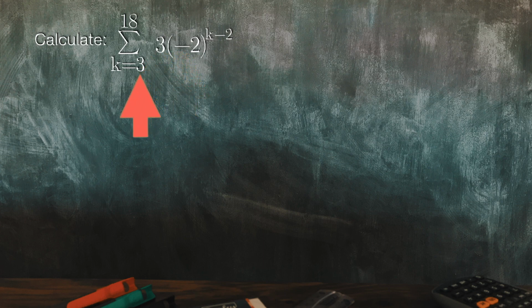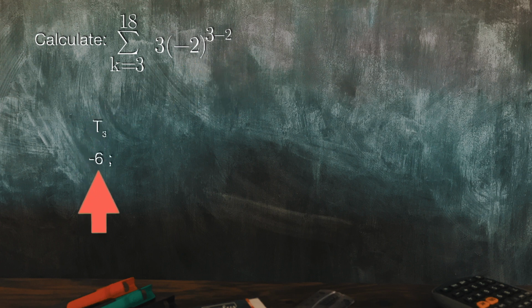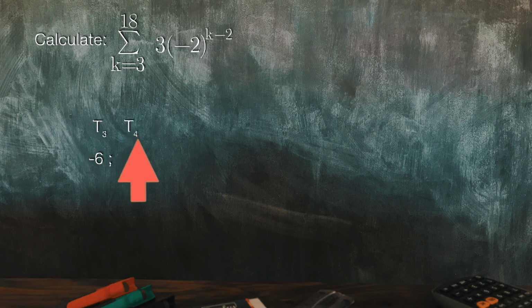We want to know what is the value of term 3. Okay, so we're going to take this 3 and put it into k's place. We do this on our calculator and we see that term 3 has a value of minus 6. Then we get the next term in the sequence, which is term 4. We put 4 in k's place and the answer is 12. Then we do the next term in the sequence, which is term 5. We put 5 in k's place, and we do this on our calculator and we get an answer of minus 24.